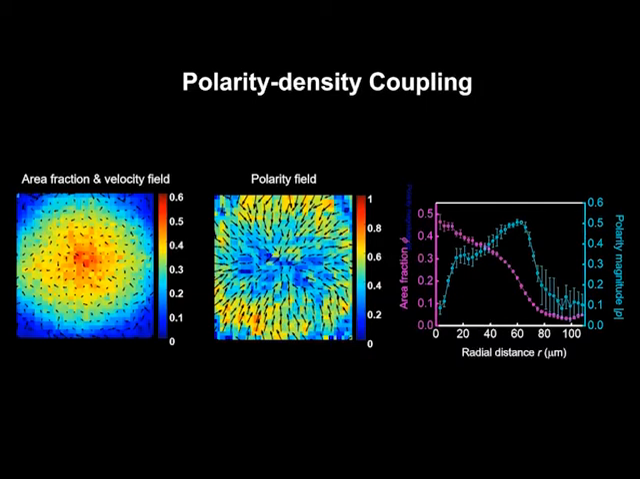And collaborated with theoreticians to establish the relationship between density gradient and polarity. So here we can see where the area fraction drops most steeply, which corresponds to the highest density gradient. It also corresponds to the highest polarity magnitude. Starting from interparticle forces and torques, we arrived at a continuum theory to predict the phase separation as a result of the density gradient and polarity coupling.